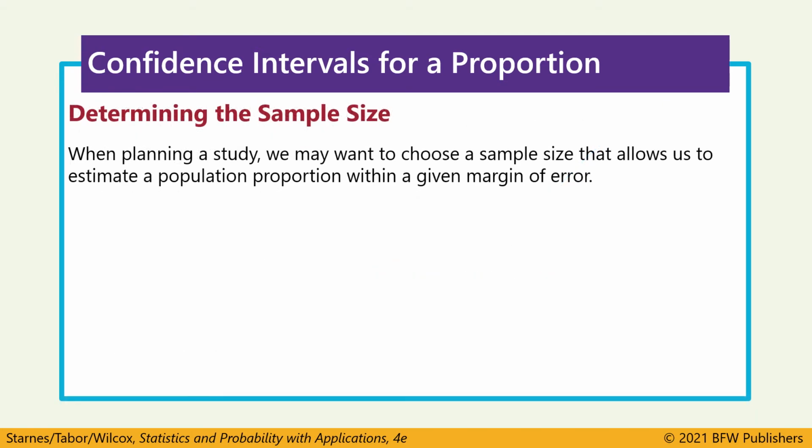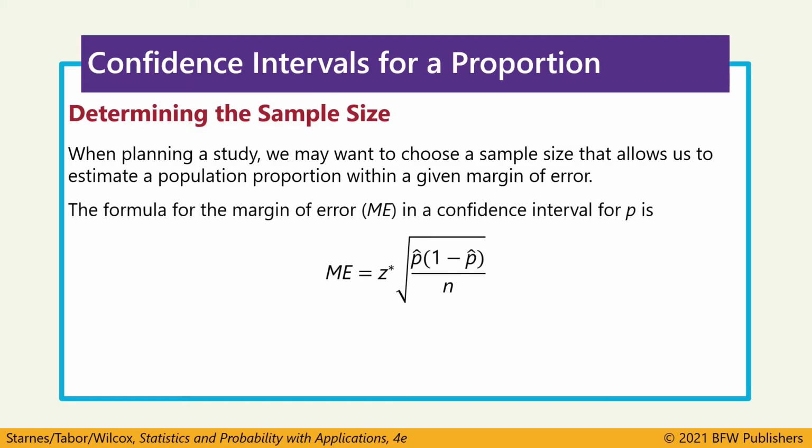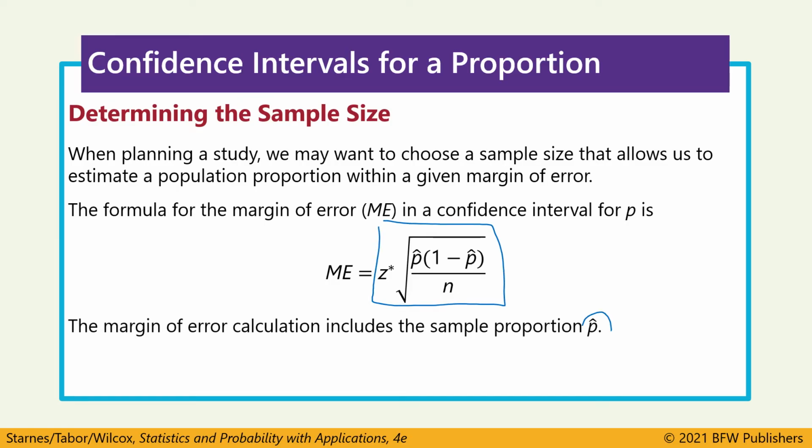Oftentimes we'll want to create a confidence interval around a given margin of error. For example, we might want to estimate the proportion of people who work from home, where our estimate ends up within 3% of that true population proportion. If we take a look at the equation for margin of error, the z-score times the standard error, the square root of p hat q hat over n.